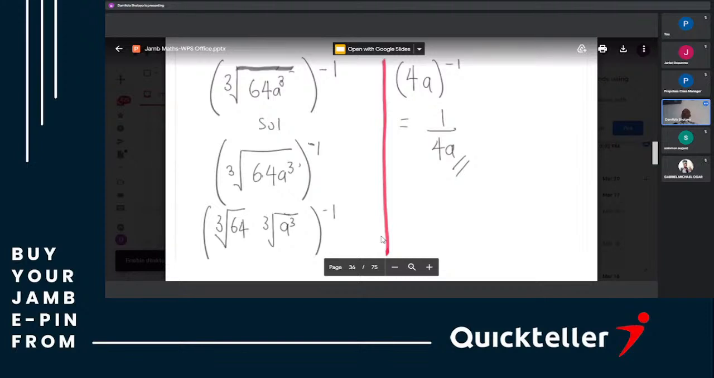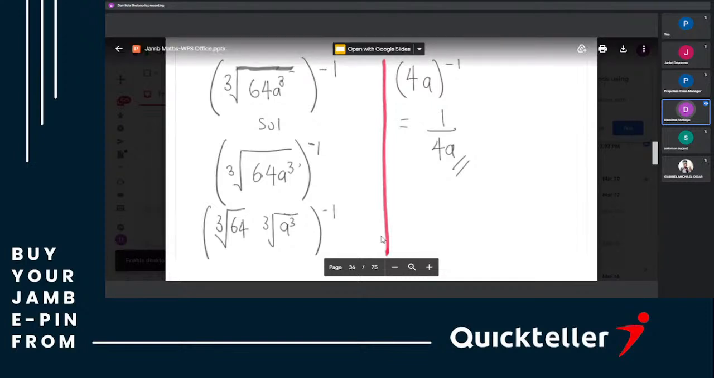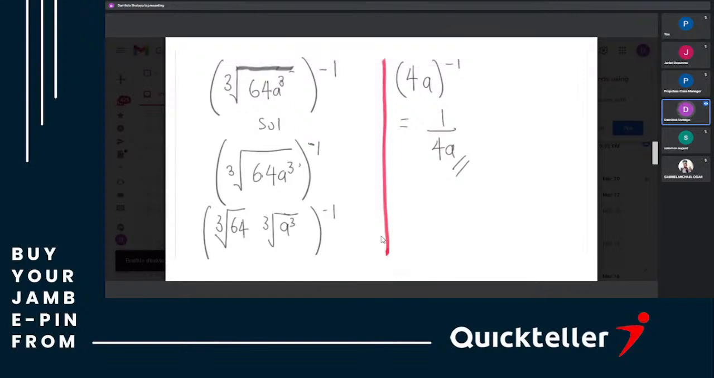Let me come again. From the beginning, I separated the third root of 64 and the third root of A raised to power 3. That gave me 4 for the third root of 64, and A for the third root of A raised to power 3. And the law of indices says that if you have a minus, it must be 1 over. So the answer becomes 1 over 4A. And that is the answer.